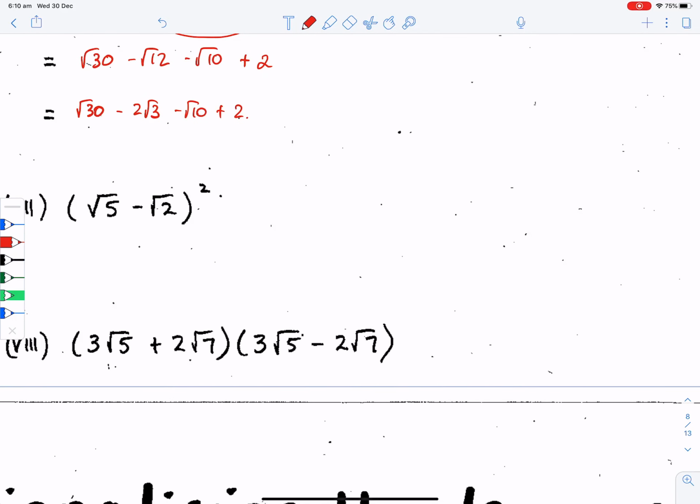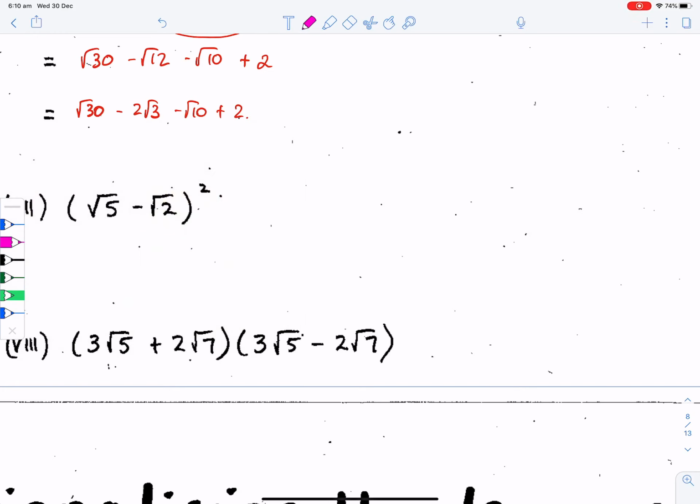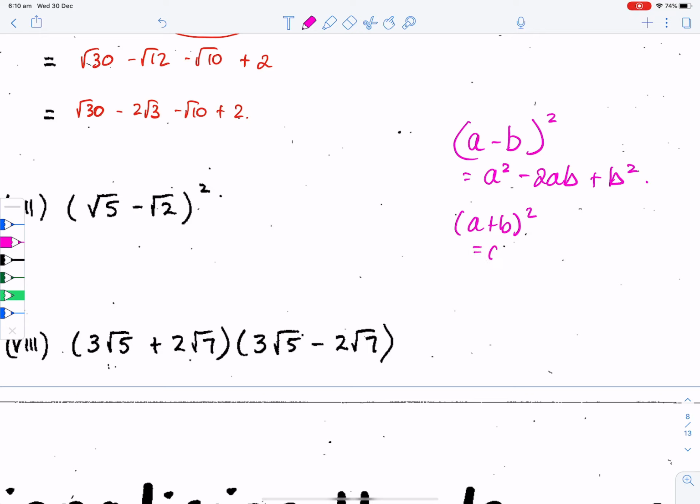So question 7, this is when it's very handy to remember your rules in the algebra. So remember, a minus b all squared is the first one squared minus 2 times the first times the second plus the second one squared. Okay, that's one of your rules. Your next rule is a plus b all squared is a squared plus 2ab plus b squared. They're called your perfect squares rules, okay?